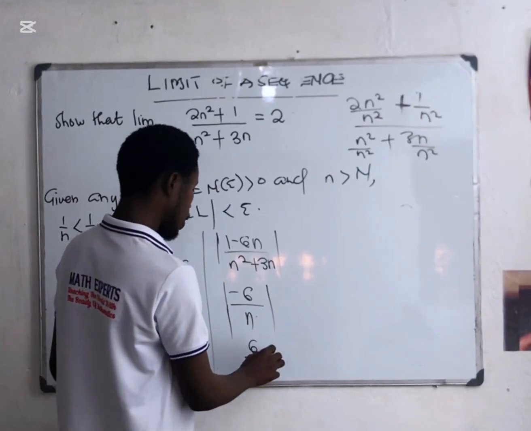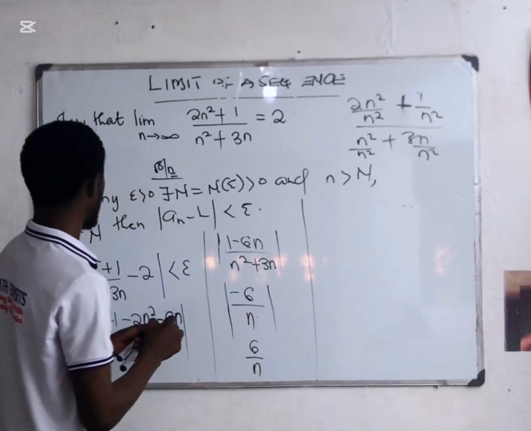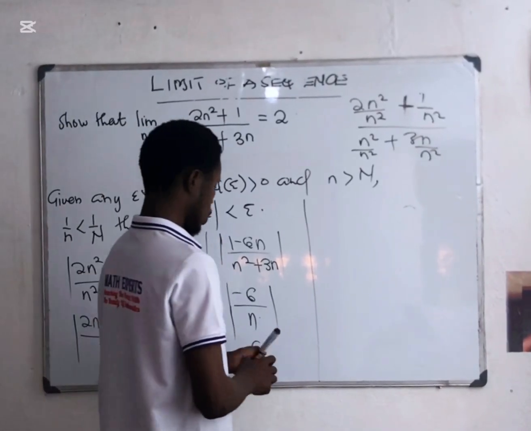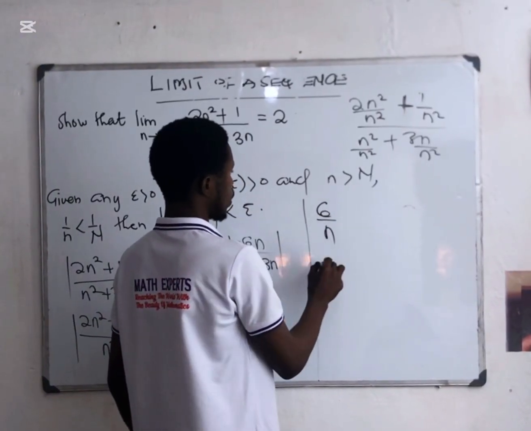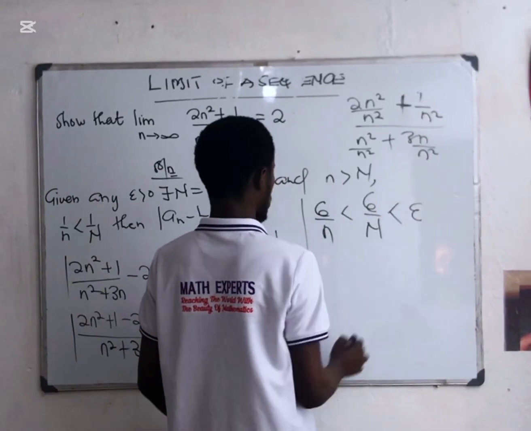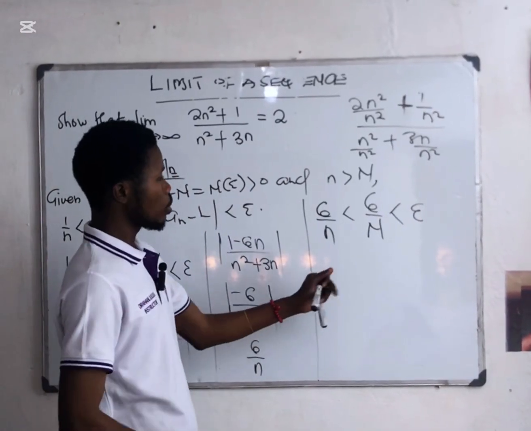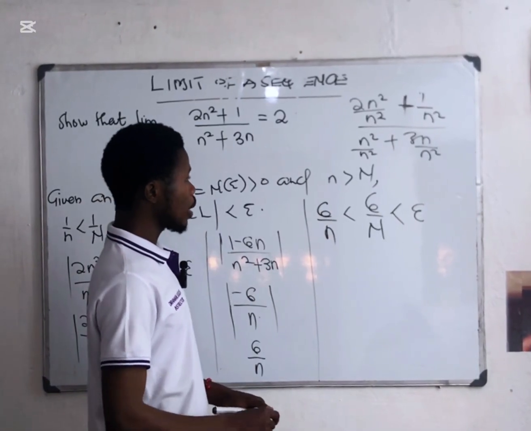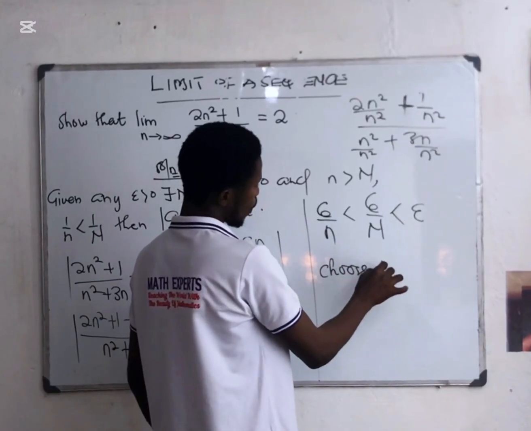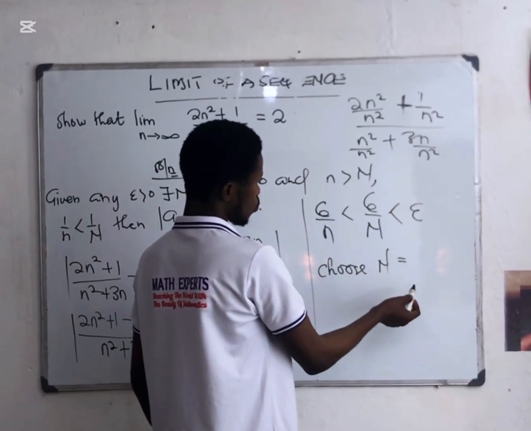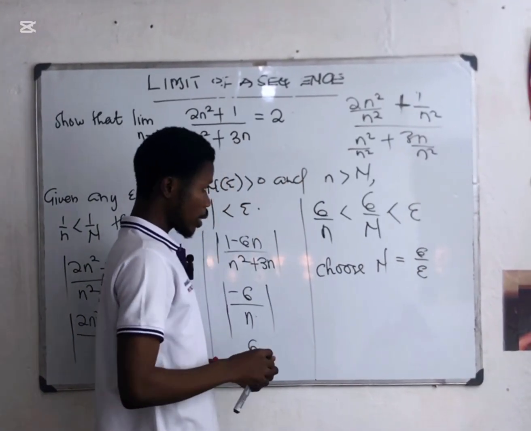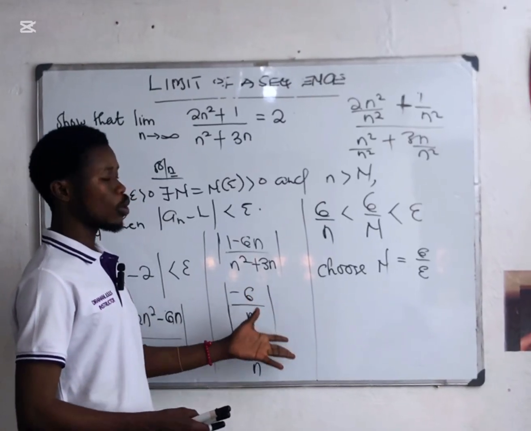And per what I stated here, 1 over n is less than 1 over capital N. So I can say that this 6 over n is less than 6 over capital N, which you know is less than epsilon. Okay. Now, we are going to prove to see if you get an epsilon. Meaning that if I choose my capital N to be equal to 6 over epsilon. So please, that's what I'm saying, these are properties and theorems we are following.